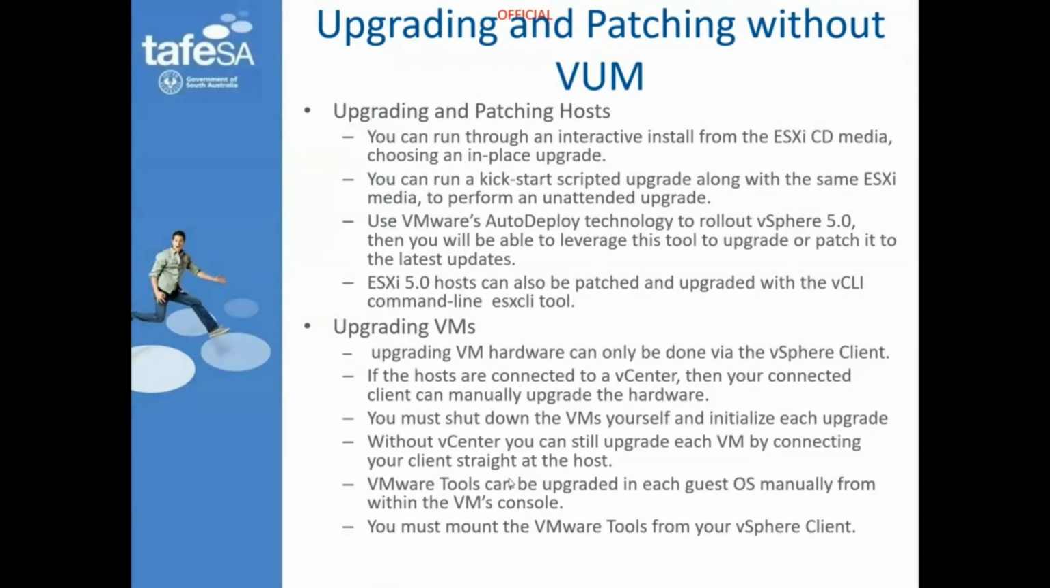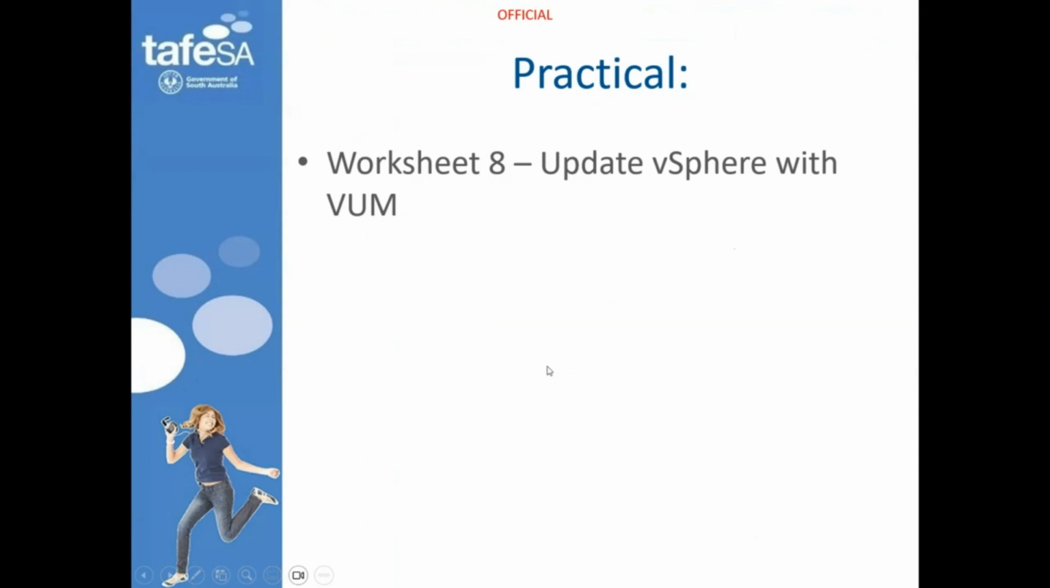VMware Tools can be upgraded in each of the guest operating systems manually, just by choosing to upgrade the VMware Tools, just like in VMware Workstation. But you must mount the VMware Tools ISO onto the guest operating system, and then you just update it. All right, so that's the end of our presentation.